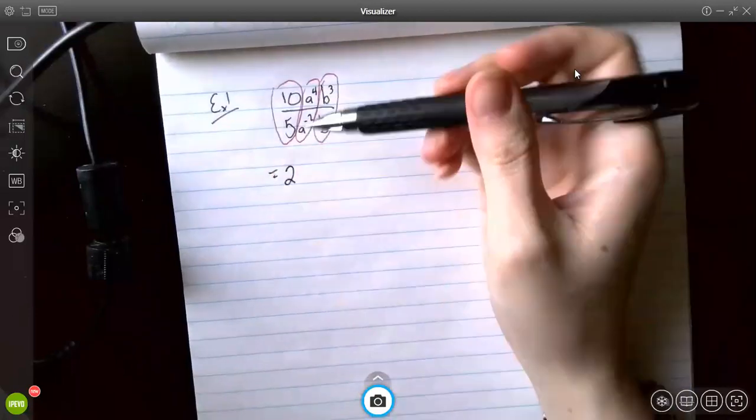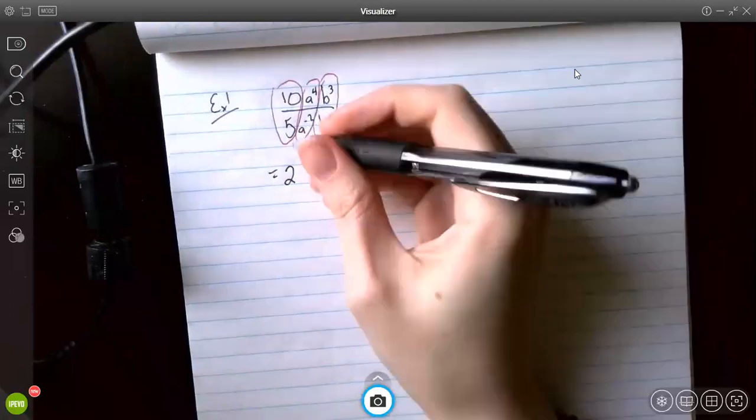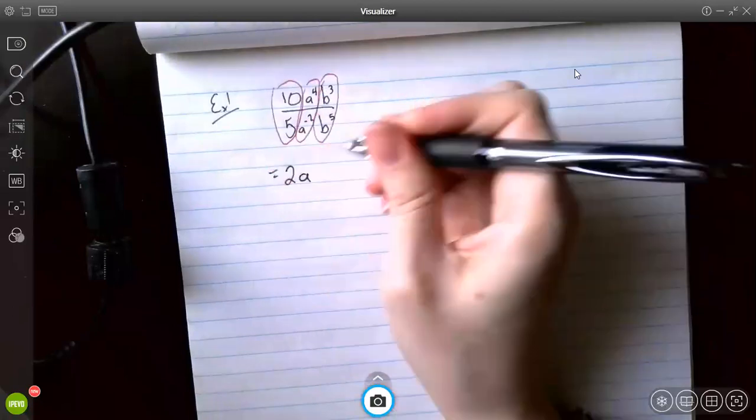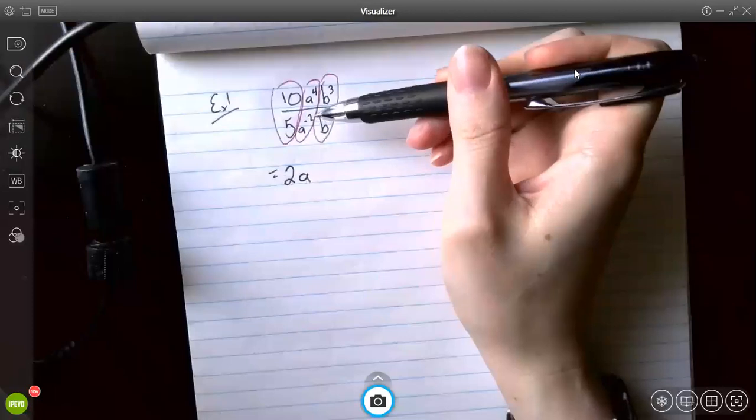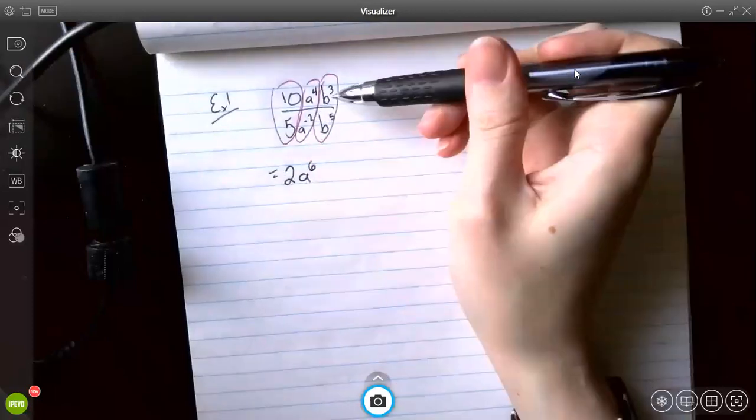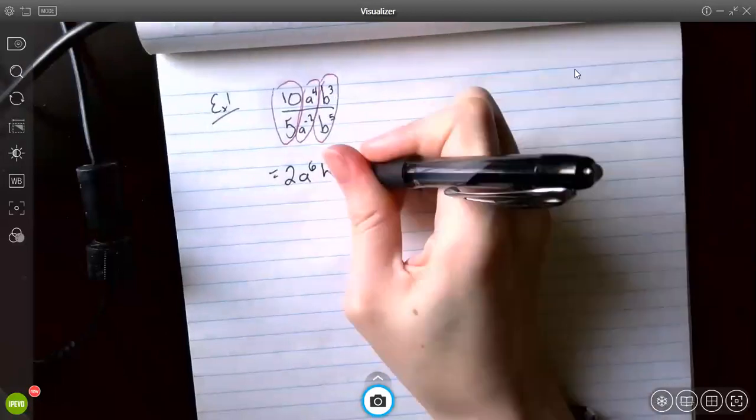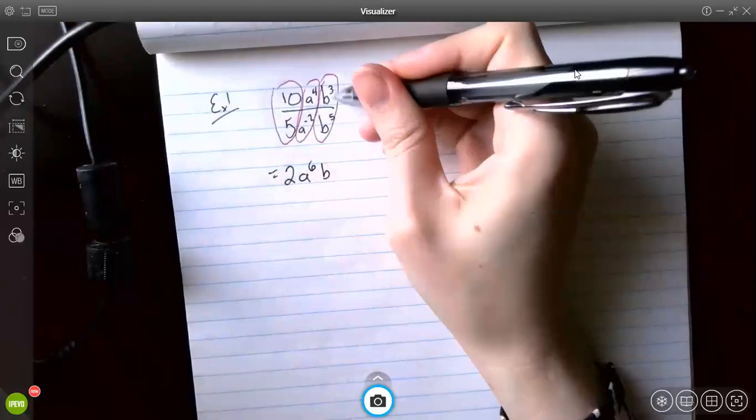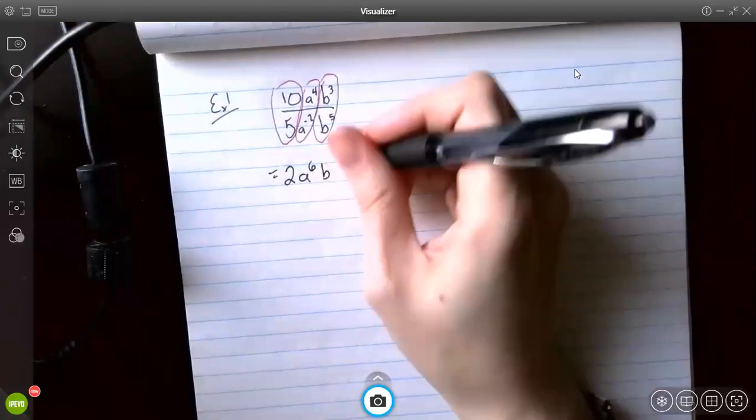Then for our a's, because they're dividing, we subtract their exponent. So we're just going to keep the base of a and then subtract the exponent. So 4 take away negative 2 is 6. And then same thing with our b values. We keep the base, and because we are dividing, we subtract the exponents. So 3 minus 5 is negative 2.